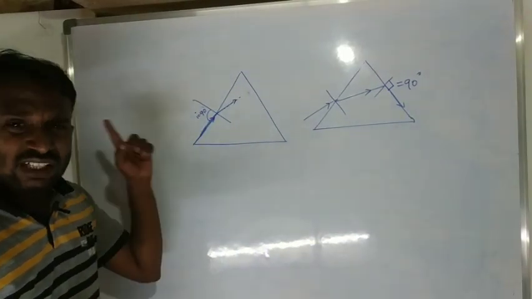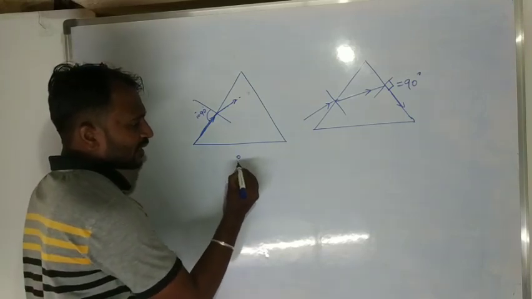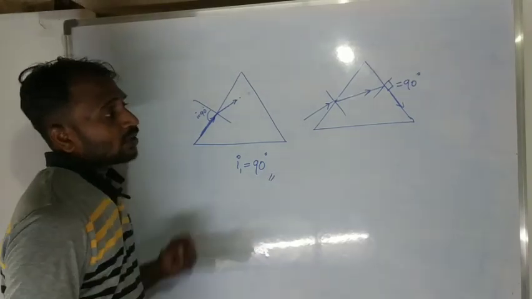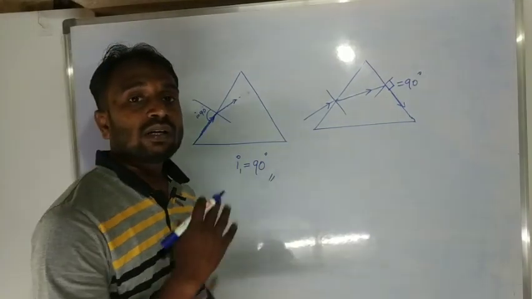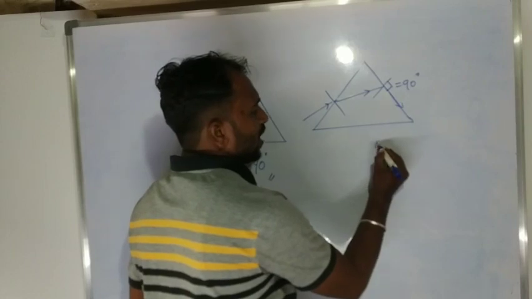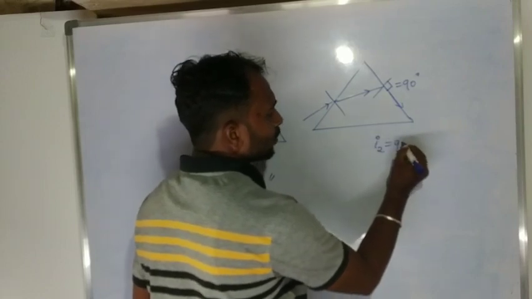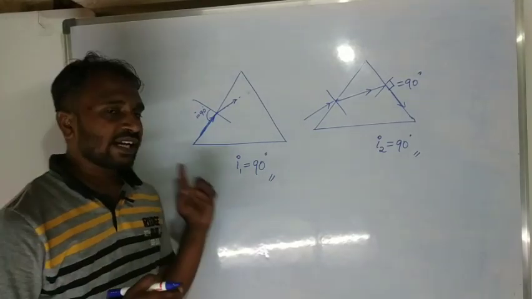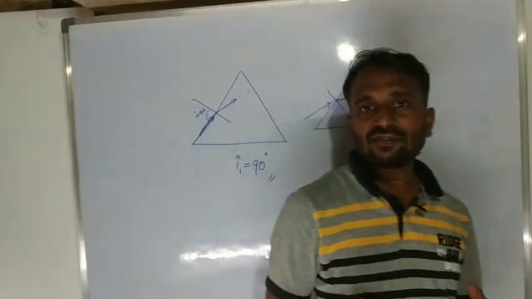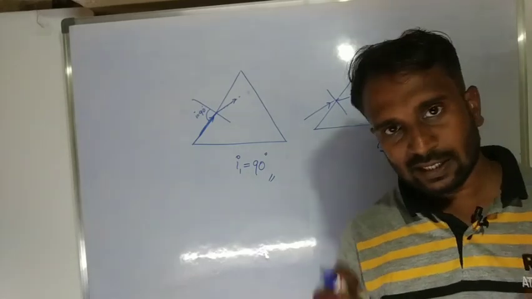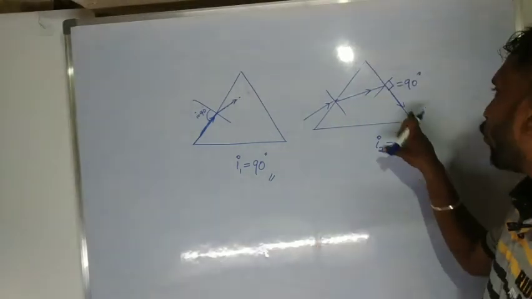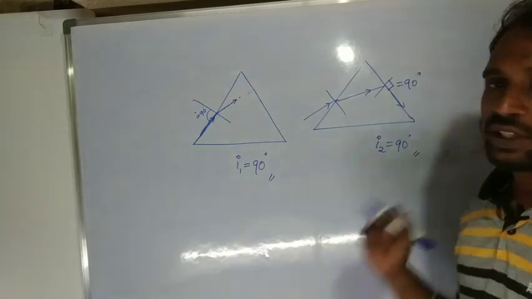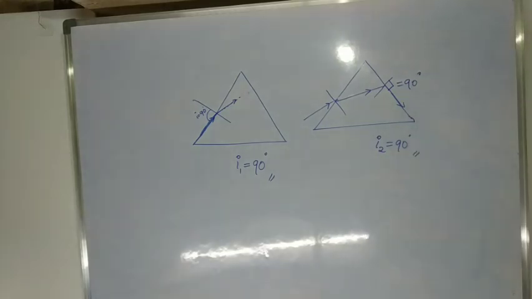Suppose for grazing angle of incidence, the I1 value is 90 degrees. For the grazing angle of the emergent ray, I2 is equal to 90 degrees. So for the grazing angle of incidence, the angle of incidence is 90 degrees, and for the grazing angle of the emergent ray, the I2 value is 90 degrees.